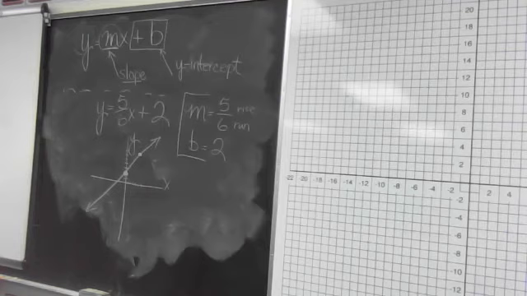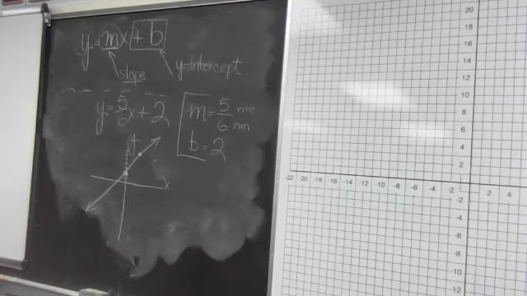Rise and run. We're gonna go up 5. Yes, 1, 2, 3, 4, 5. And then we're gonna run 6. Yes, 3, 4, 5, 6. And that's your friend's house. Got it. Join the 2 points.